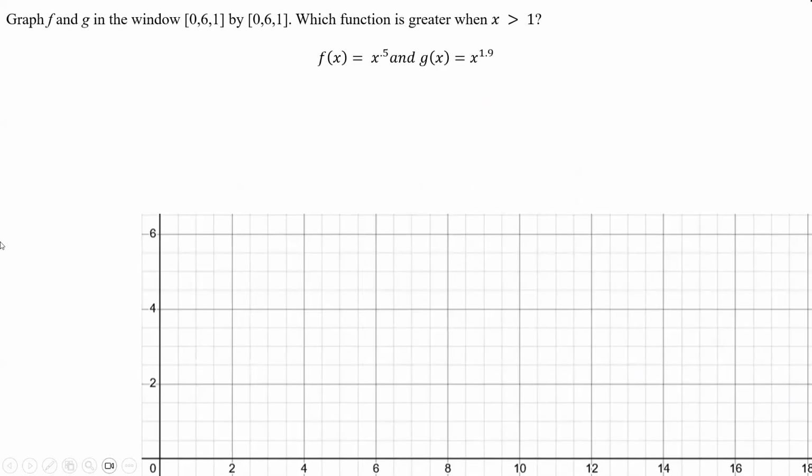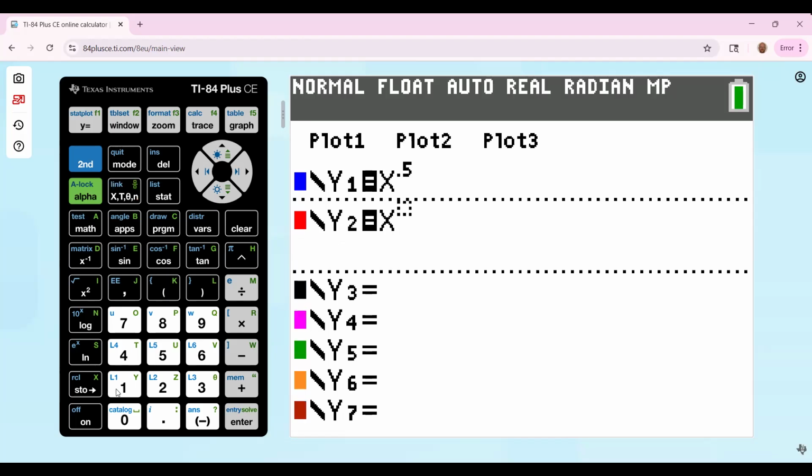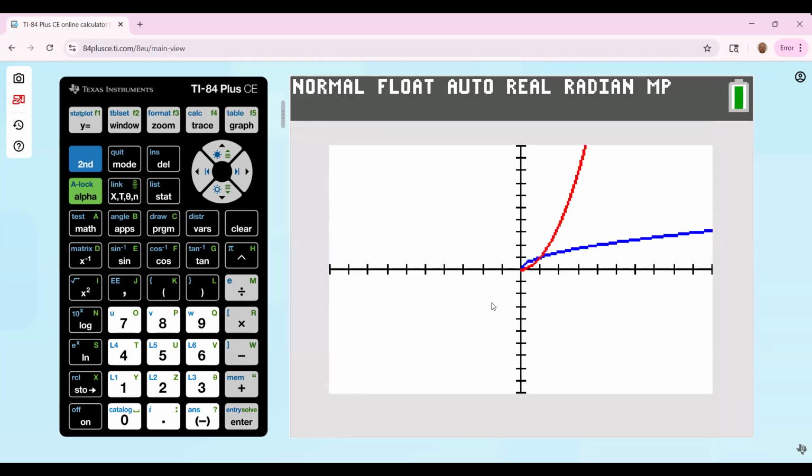What about here? Now I want to do x to the 0.5 and x to the 1.9, and then ask which function is greater when x is greater than 1. I'm going to suggest we plot both of those into our calculator, and that will get us a quick version. So let's clear that out. We're going to do x to the 0.5, and we're going to do x to the 1.9. This will get us a quick and dirty picture.